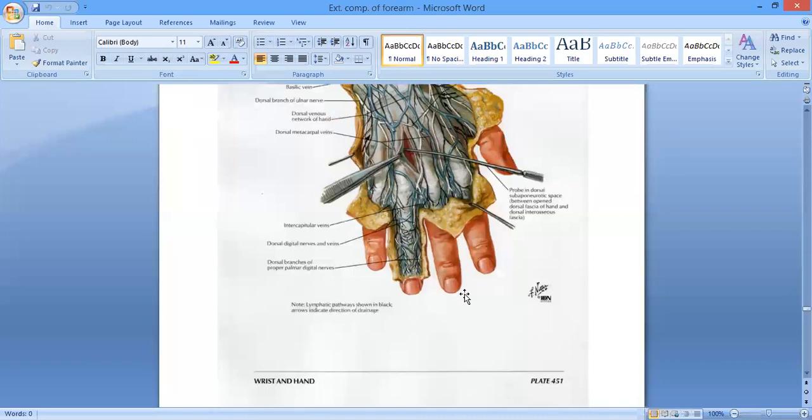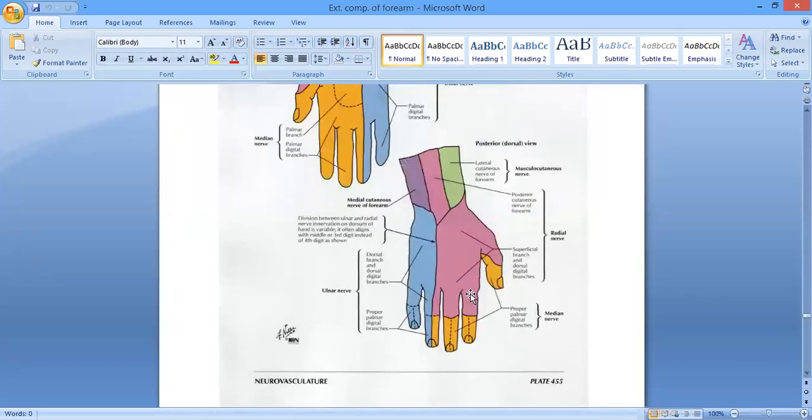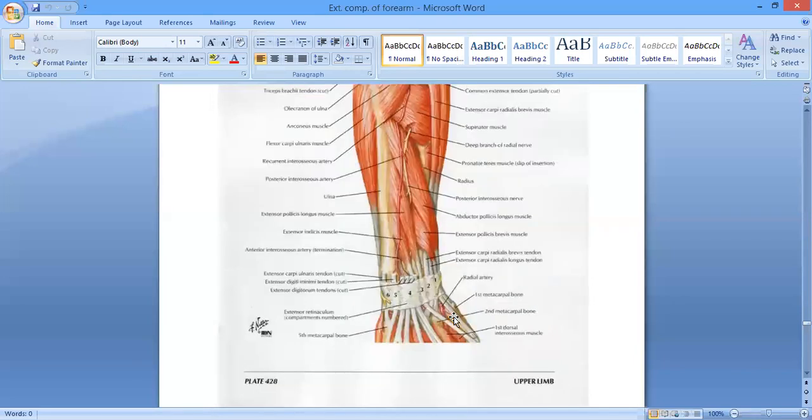Let me just show you. This is an area of the distribution of the radial nerve. You can see the 3.5 of the dorsum of the hand and the lateral 3.5 fingers, the dorsal aspect of the fingers up to the proximal phalanges. ठीक है जी, the problem तो नहीं है जी superficial branch radial nerve. Okay जी, now we'll talk about the deep branch of the radial nerve.